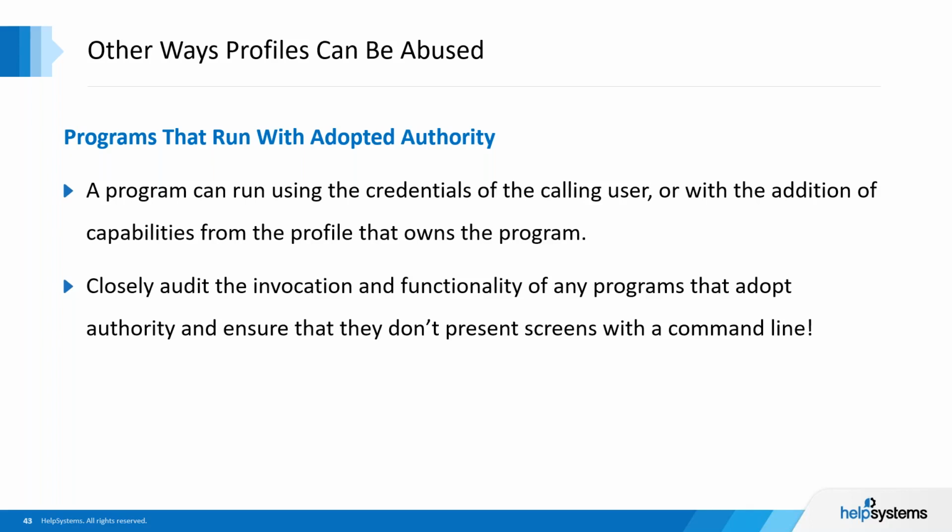We want to make sure that we're auditing these programs, that they don't prove to be a Trojan horse, allowing a user to have additional privileges that we don't expect. A good example of that is when a program that adopts authority turns around and calls a system function like work spool file that has a command line on it, because typically that adopted authority will carry through to the command line.